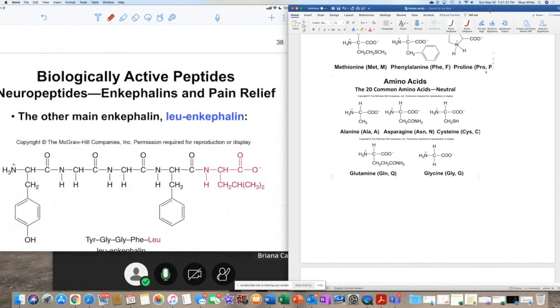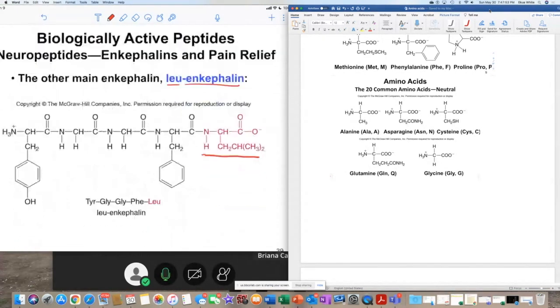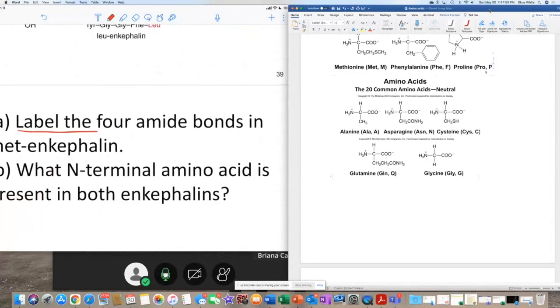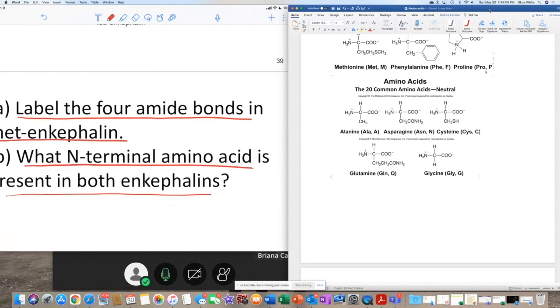And so the other neuropeptide, the other enkephalin, is called leuenkephalin. And why is it called leuenkephalin? This group of chemists, their logic is so different, but they're very simple yet neat. Why? Because you have a leucine on the right. So you have a leucine group right there, so they call it leuenkephalin versus metenkephalin, but they have similar functions in the body. So we're told here, label the 4 amide bonds in metenkephalin. What N-terminal amino acid is present in both enkephalins?